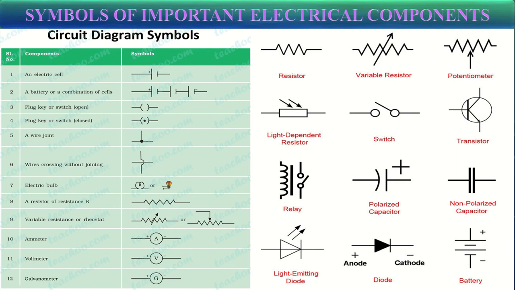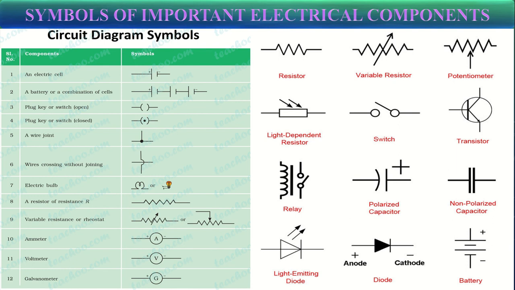Next is plug key. If the switch is open, then it is drawn like that. Next, the fourth one is switch closed. If you put a dot there, then it will be switch closed. Next, the fifth one is a wire joint. You have to mention it by a joint symbol. Next, the wire crossing without a joint.